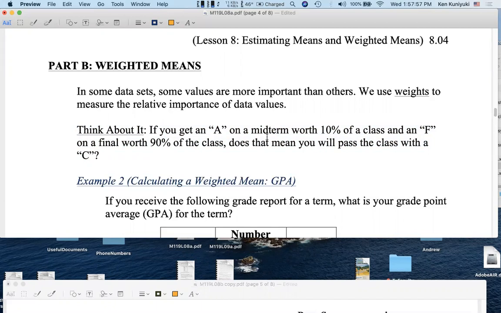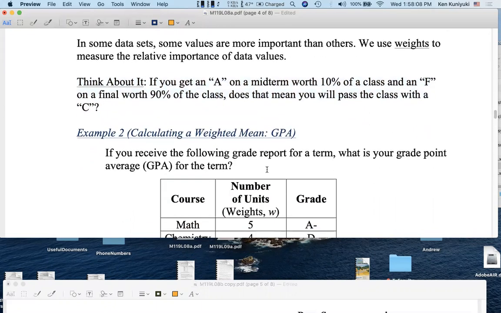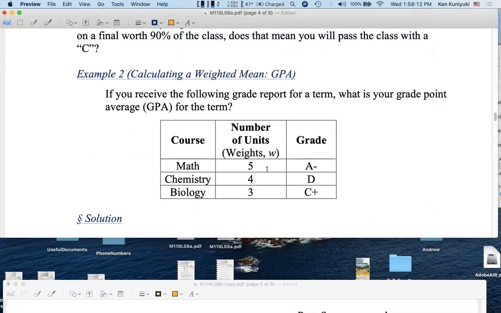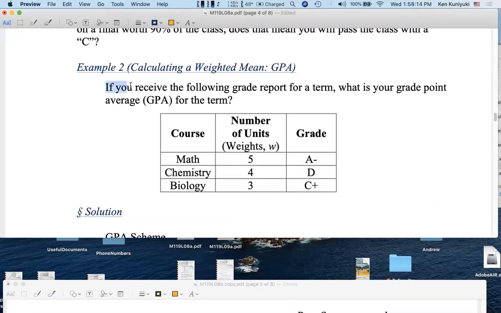All right. Now, as a student, you could argue that the most important weighted mean in your life is your overall GPA. For now, let's just look at the GPA for one term. Let's say you receive the following grade report for a term. What then would be your grade point average, your GPA for the term?